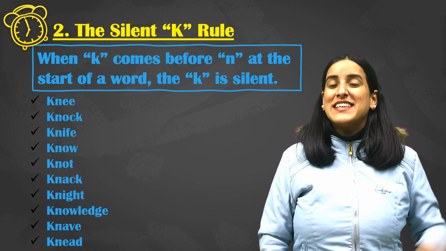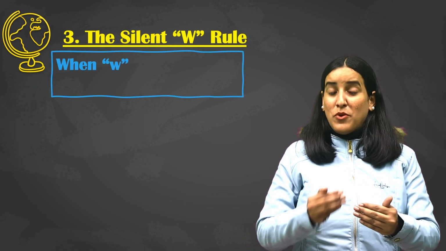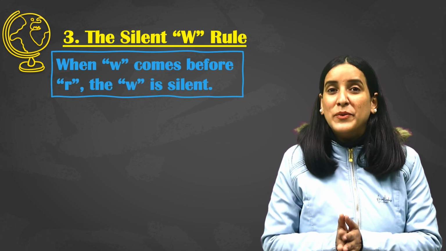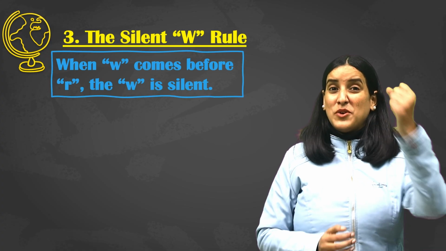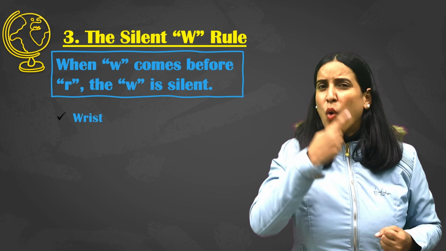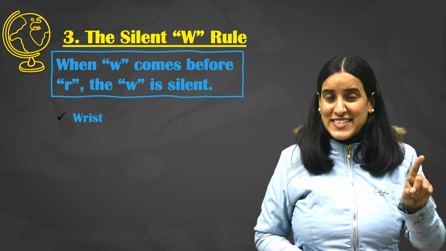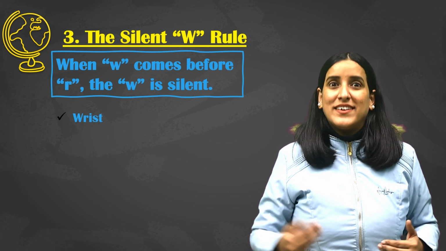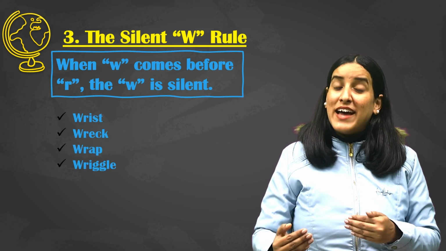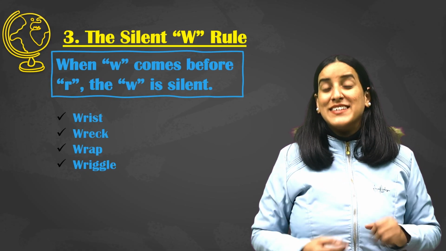Now, the third rule is the silent W rule. What does it say? See, when W comes before R, which means whenever we have a combination of W and R, the W is silent. Confused? What do we call this? It is a wrist. Wrist? No, we call it wrist, right? Did you notice that this letter W was silent? Wreck, gift wrap, and not wrap, right? Wriggle and not wriggle. So again, in this combination, letter W will be silent.